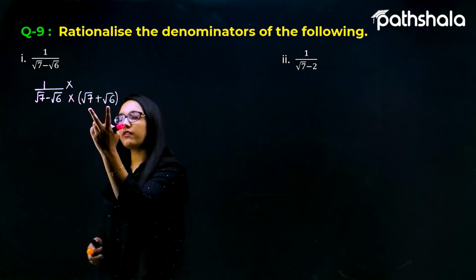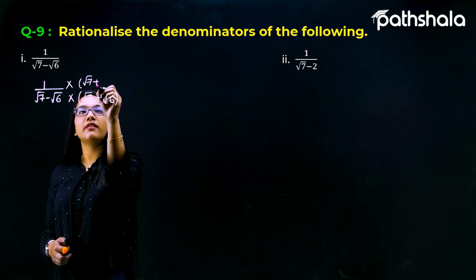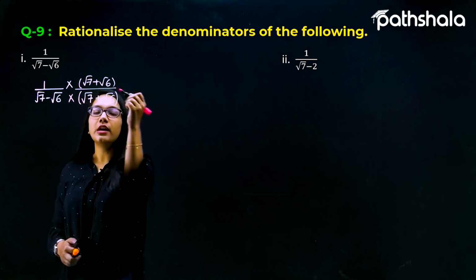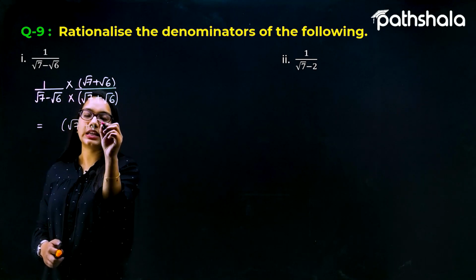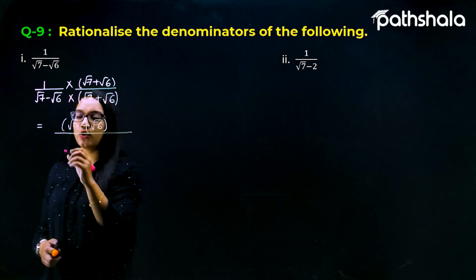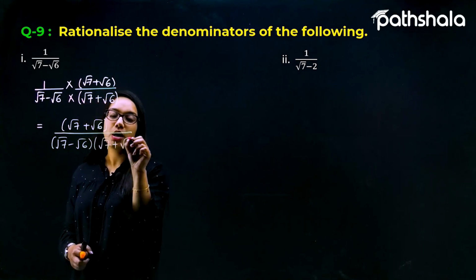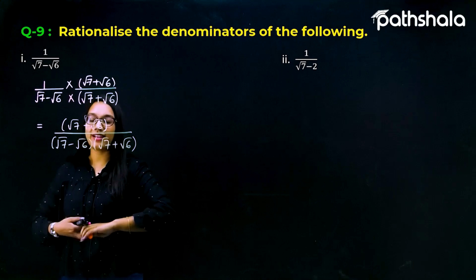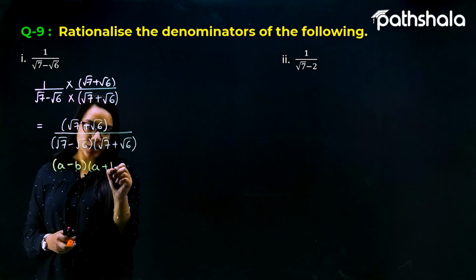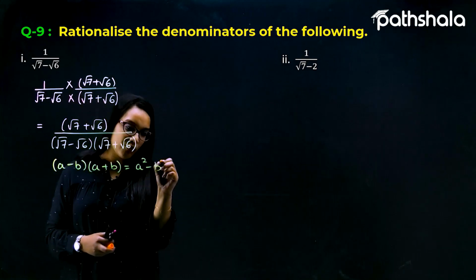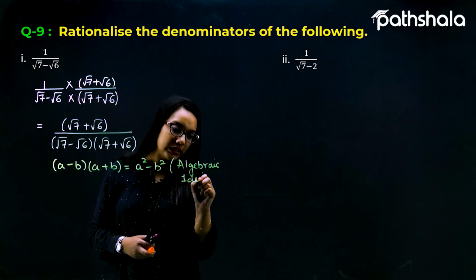We will multiply root 7 plus root 6 not only in the denominator but in the numerator as well. Now solve it. We get 1 into root 7 plus root 6 in the numerator, and in the denominator we have root 7 minus root 6 into root 7 plus root 6. We can use an algebraic identity here: a minus b and a plus b in the denominator can be represented as a square minus b square.